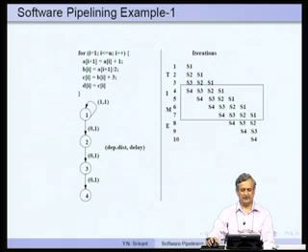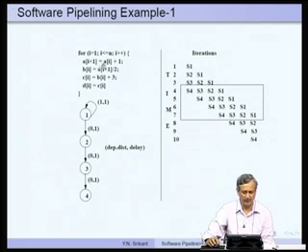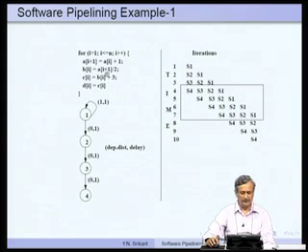Let us take a simple example. Here is the body of a small loop. The instructions are A[i+1] = A[i] + 1, then B[i] = A[i+1] / 2, C[i] = B[i] + 3, and D[i] = C[i]. Here is the dependence diagram for this particular loop. Instruction 1 depends on itself, so A[i] is used from the previous iteration and a new one is written.